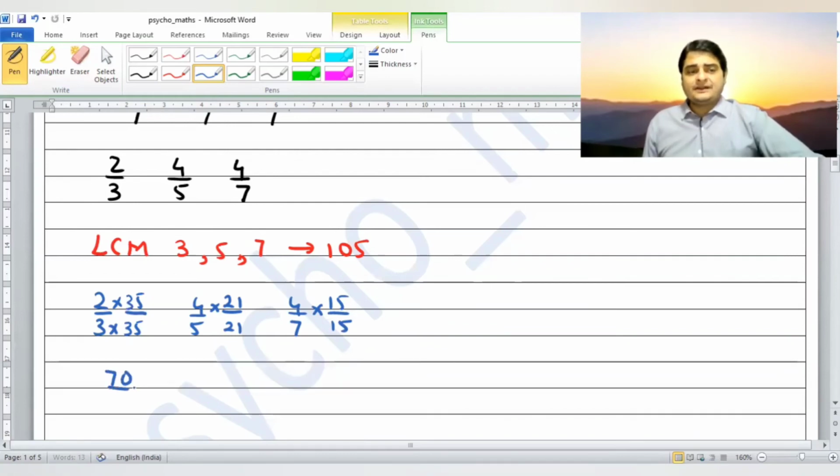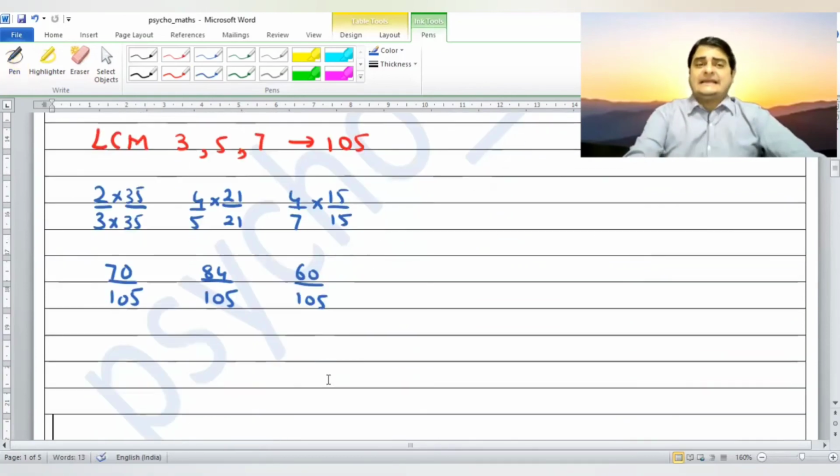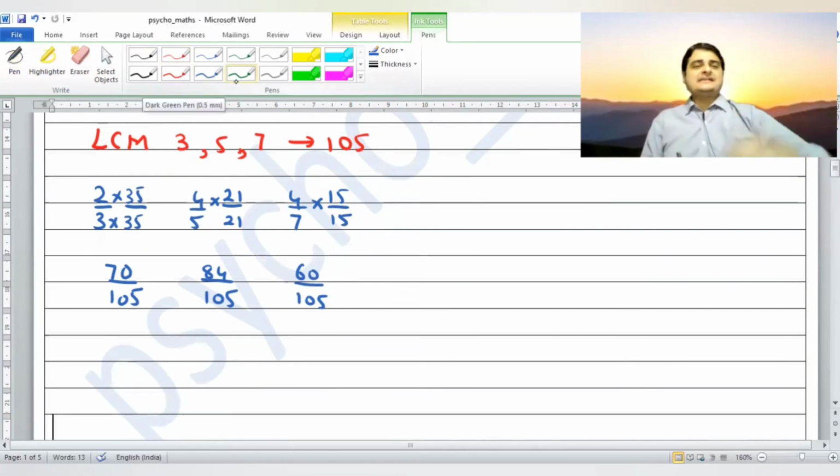Now check. This was our target and this was our purpose why we took the LCM, to make the denominators the same. 70 upon 105 is the outcome of the second step, 84 upon 105, and again 60 upon 105, is the output of the second step for each of the fractions. Now you can just see and get through with it. It is similar to your like fractions.